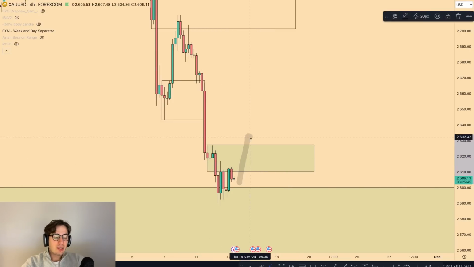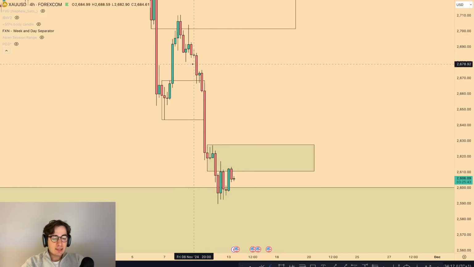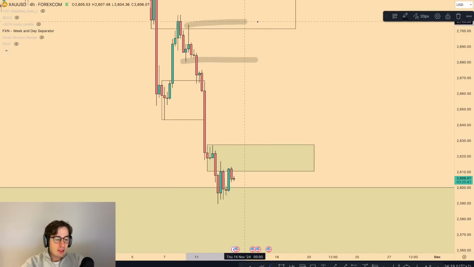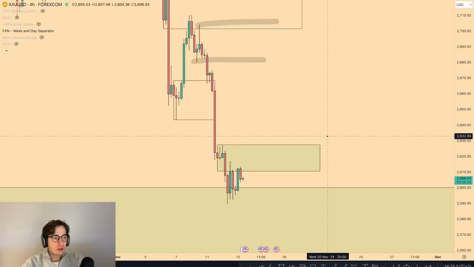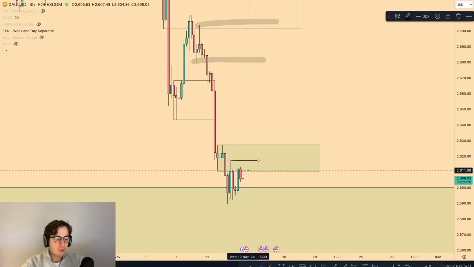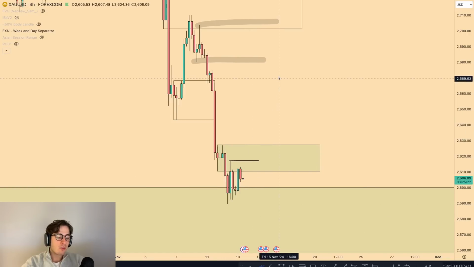Would we want to see a pullback up higher? Yes, that would be nice, for example, into this supply zone over here, but then we would need to break the fractal high first and then see momentum kick in. That would be a nice long opportunity on gold in my opinion, but otherwise what I'll be looking for is just for us for now to take out this high and then sell off again. But if we can then move up higher, break that high, then I'll be looking for a long.